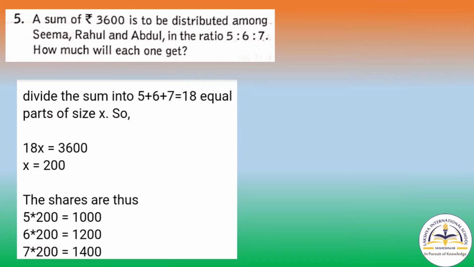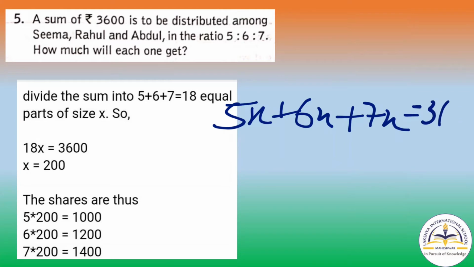Question number 5. A sum of rupees 3600 is to be distributed among Seema, Rahul and Abdul in the ratio 5:6:7. How much will each one get? So first we will divide the sum into 5 plus 6 plus 7, that is 18 equal parts of size x. So 5x plus 6x plus 7x equals 3600. Now the sum of these is 7 plus 6, that is 13, 13 plus 5, that is 18x equals 3600.